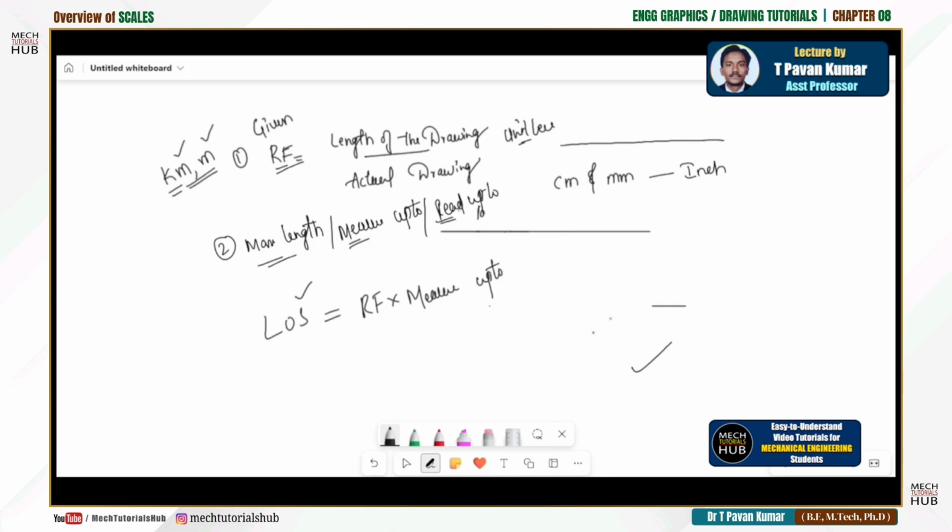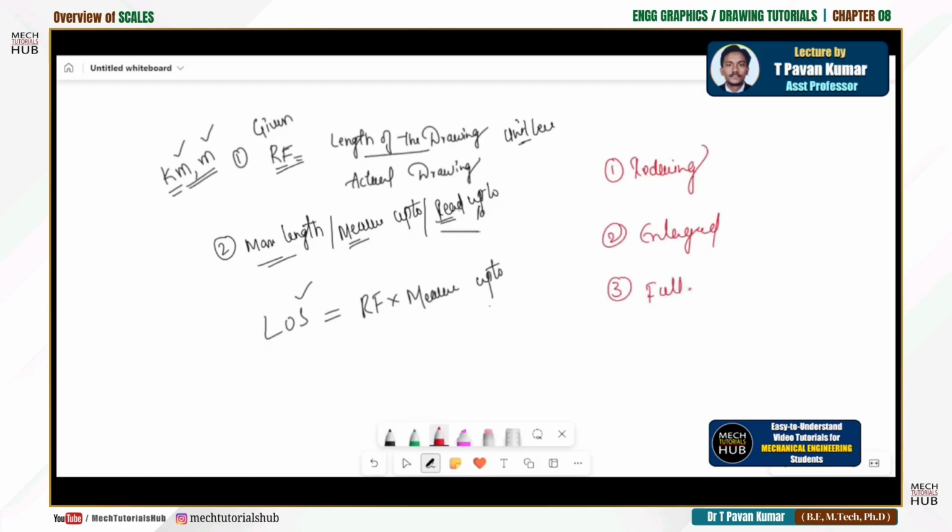Now let us see one more important point. Just now, as I said, the most important point to be remembered is what we need to calculate: RF. Coming back to our discussion, number 1 is the reduced scale or reducing scale. Number 2, enlarged. Number 3, full size or full scale. Coming to the reduced scale, RF is always less than 1. RF is going to be greater than 1 for the enlarged scale, and for full size it is equal to 1. This is the point to be noted for all three cases.